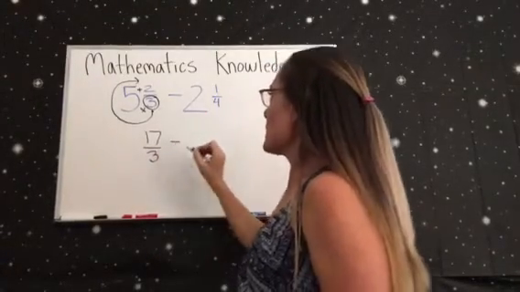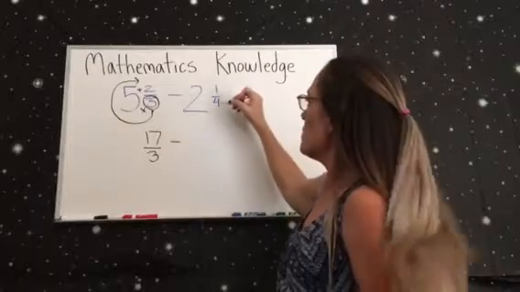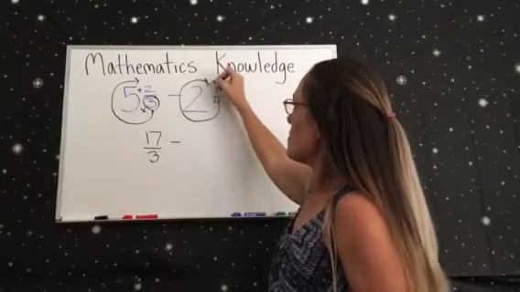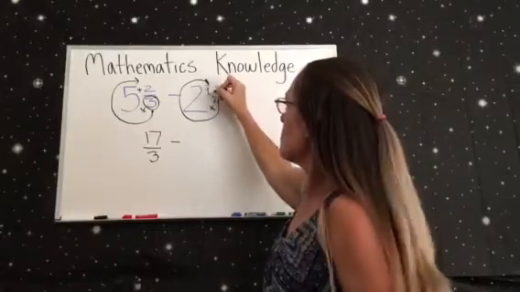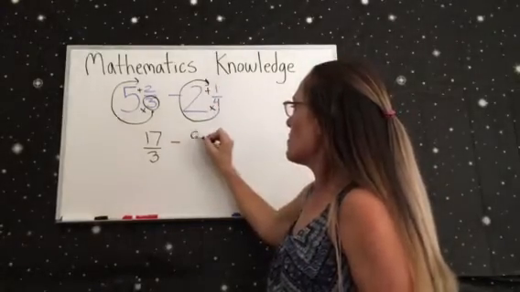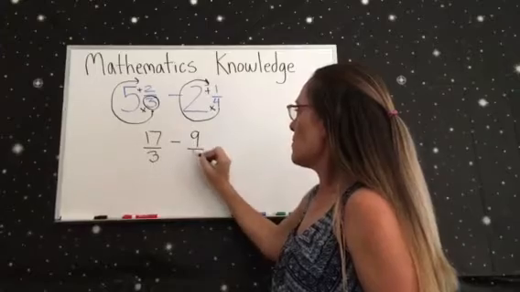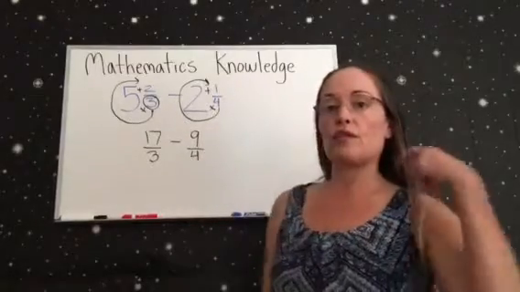And then you subtract, and you do the same over here. 4 times 2 is 8, plus 1 is 9. And we're going to put that over the 4.